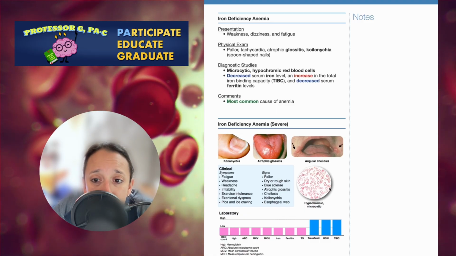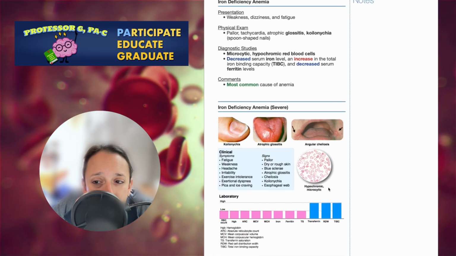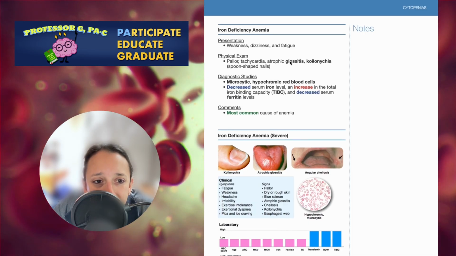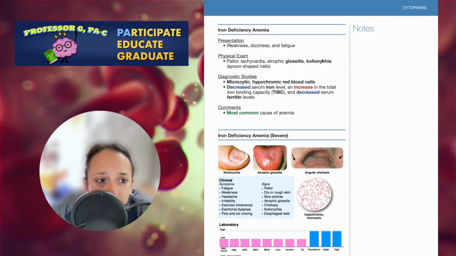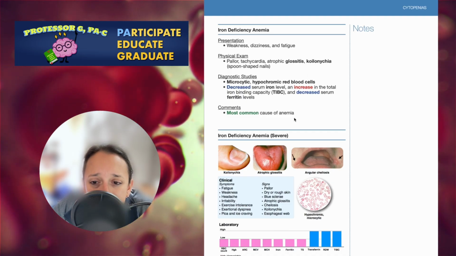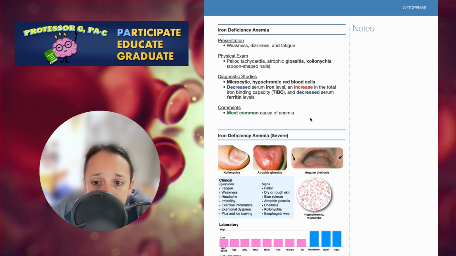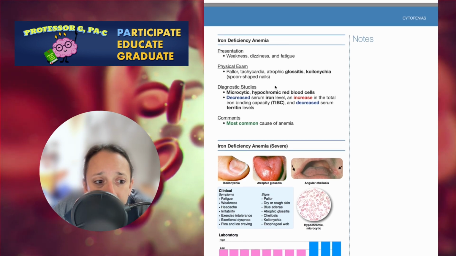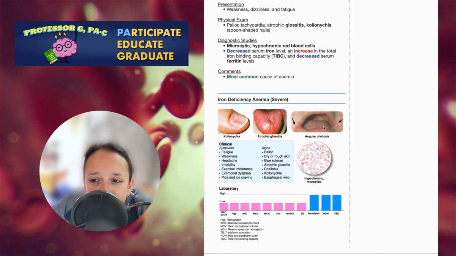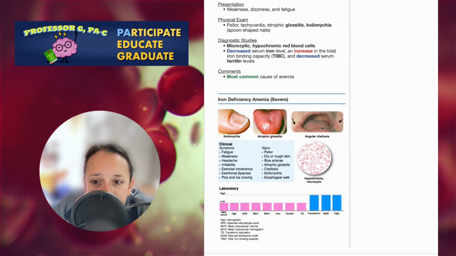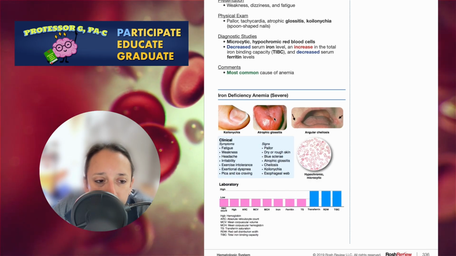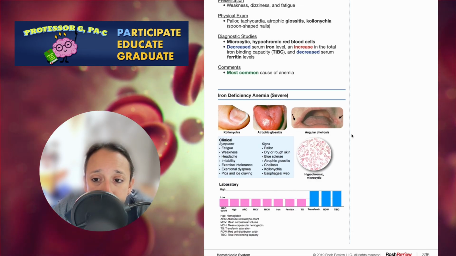And patients usually present with fatigue, pallor, tachycardia, weakness, glossitis, spooned nails, and they can also have a little bit of shortness of breath on exertion. Another thing that we see commonly with this is pica, which is a craving for non-food items like ice or clay. And you might also notice again that glossitis, which is a smooth, shiny looking tongue.